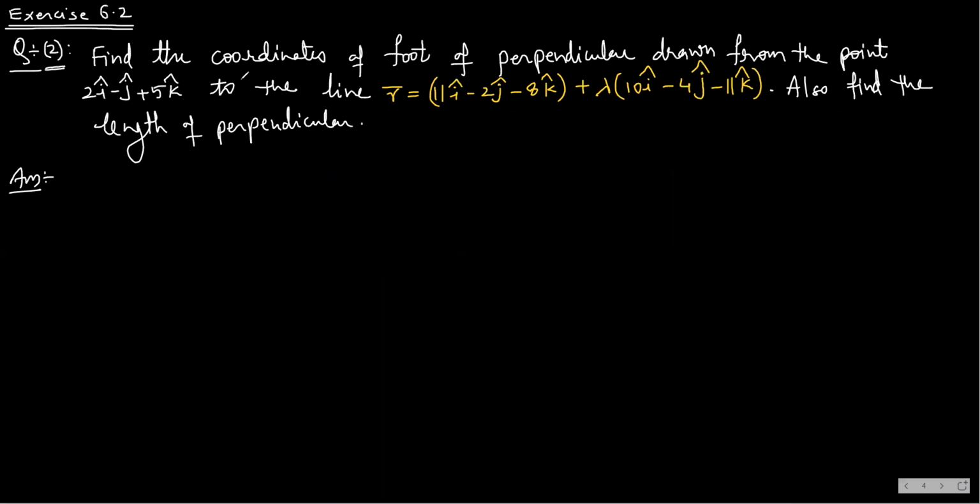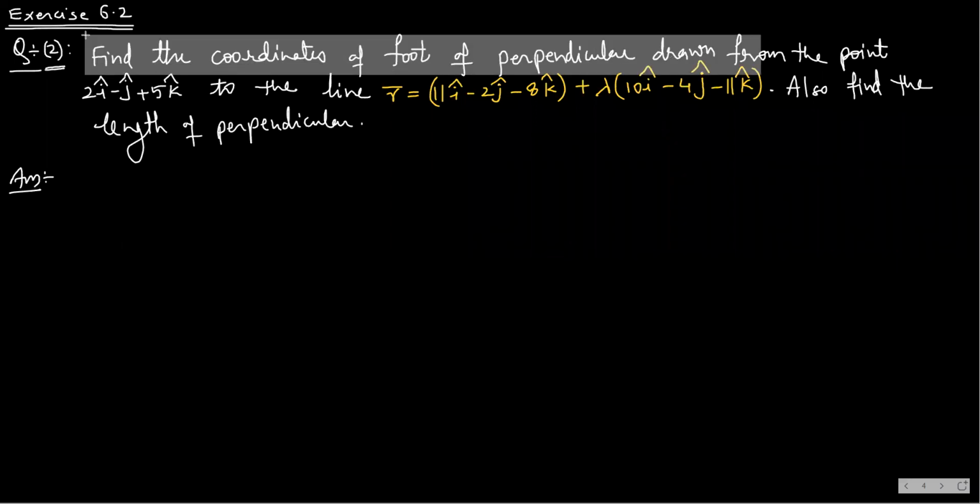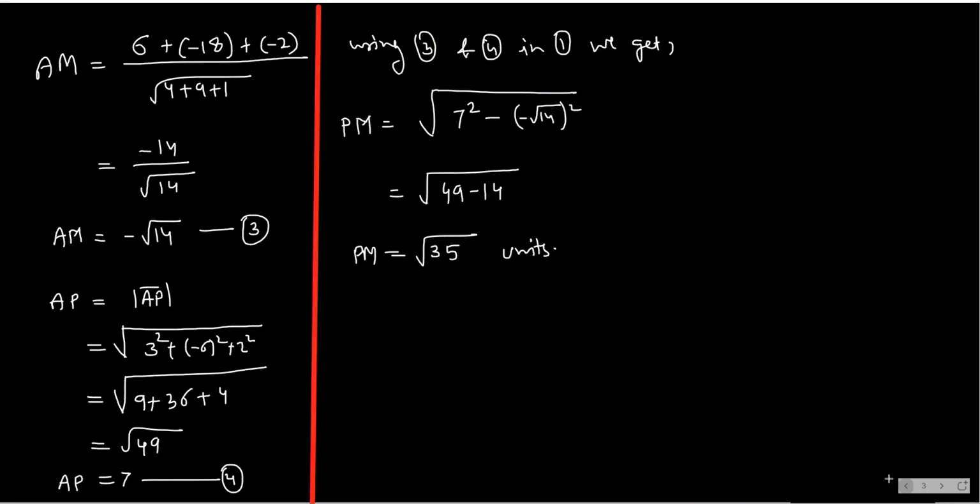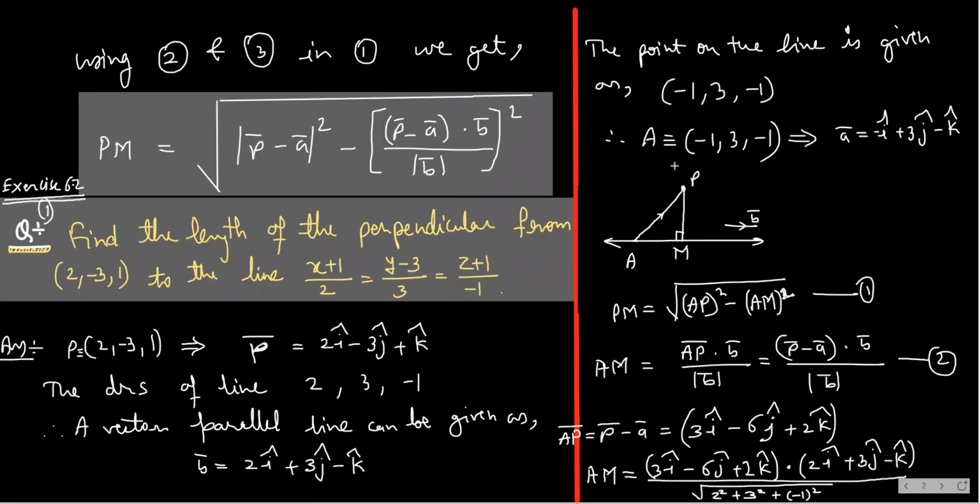So here, now see what this question says. The question is, find the coordinates of the foot of the perpendicular drawn from the point 2i cap minus j cap plus 5k cap. So from this point, what does it mean? This is point P. Now, why do they give it in the form i cap, j cap, k cap? See, they are giving you the position vector. If they wanted, they could have given only the coordinates 2, minus 1, 5. So this point is P, which they are giving.